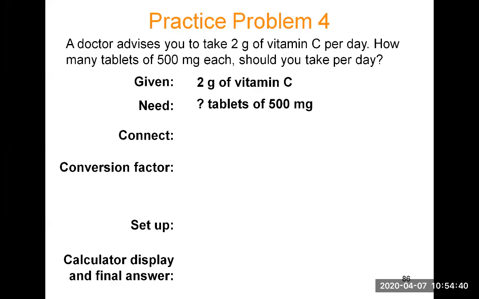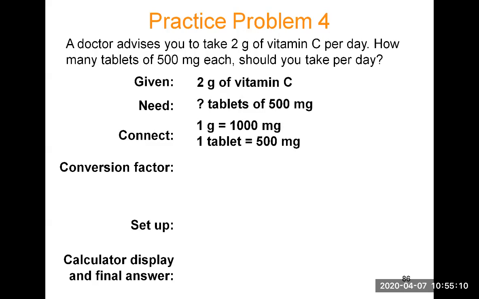Both grams and milligrams are a metric system unit, so you will need to look at your table of prefixes for the metric system. And we know that 1 milligram is 0.001 gram. But I like to multiply this equality by 1,000 and say that 1,000 milligrams equals 1 gram.